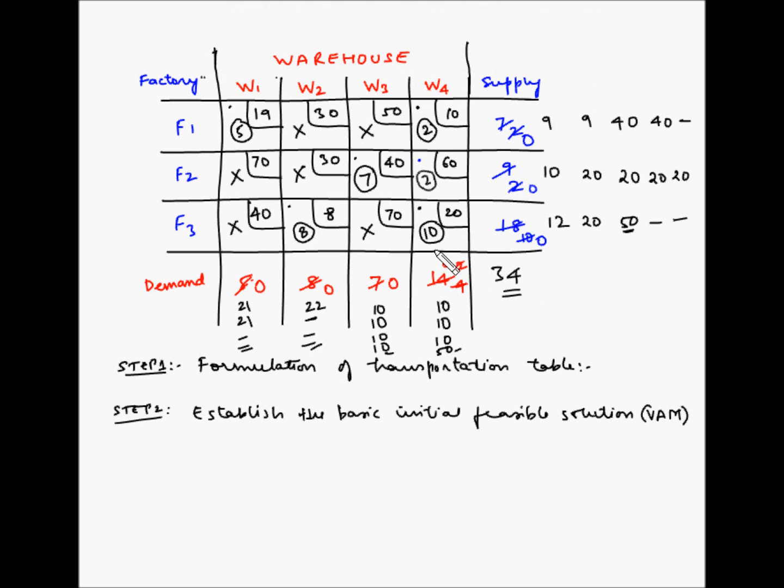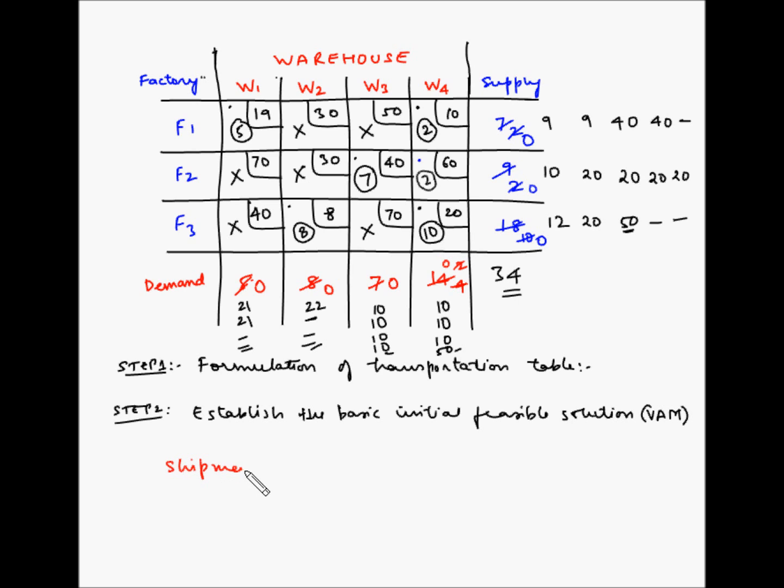So this is our basic feasible solution, where factory 1 will be shipping 5 units to warehouse 1, and factory 1 will be shipping 2 units to warehouse number 4. Factory number 2 will be shipping 7 units to warehouse number 3 and 2 units to warehouse number 4. Factory 3 will be shipping 8 units to warehouse number 2 and 10 units to warehouse number 4. So let's now find out the total cost of transportation that we have achieved using the Vogel's approximation method.